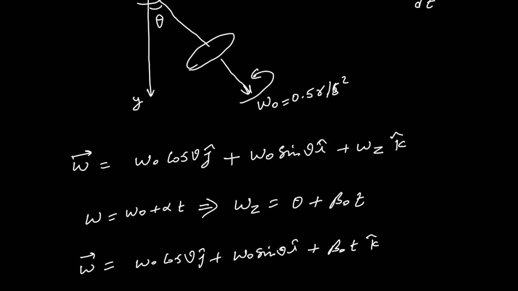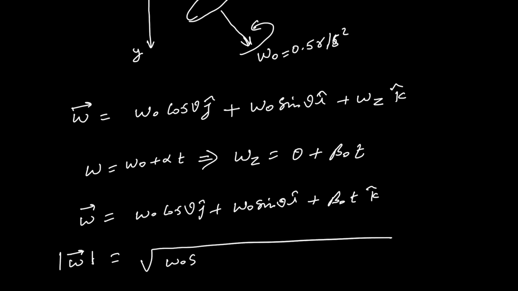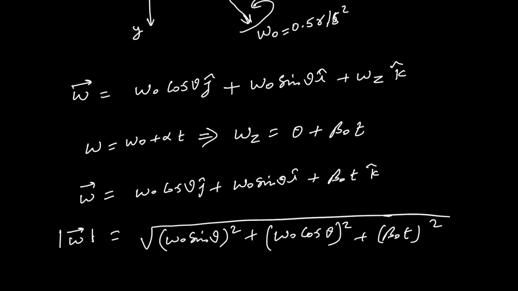So this is net angular velocity at any instant. Now we have to find the magnitude of this angular velocity. So for magnitude we can take the mod, and the value of the mod will be the square root of (omega naught sin theta) the whole square plus (omega naught cos theta) the whole square plus (beta naught t) the whole square. We know from vectors that if something is given in x, y, z, i, j, k format, to find its magnitude we just take their squares, add them and take the square root.